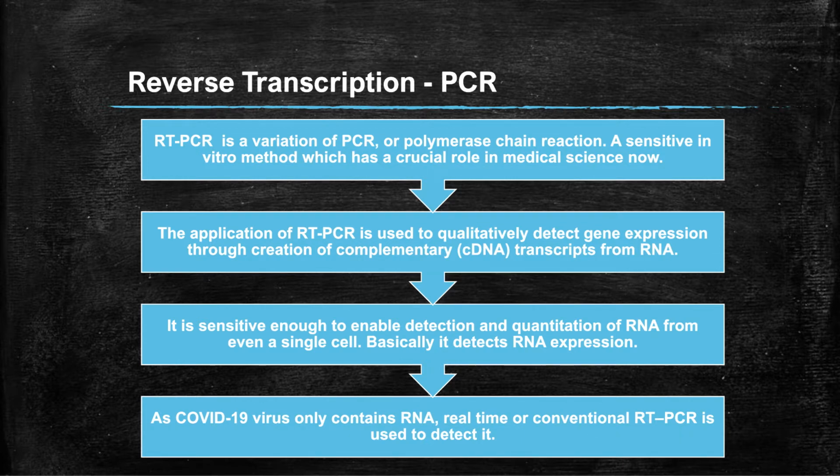RT-PCR is used to qualitatively detect gene expression through creation of cDNA, known as complementary DNA, transcripts from RNA. It is sensitive enough to enable the detection and the quantification of RNA from even a single cell. So basically, it means that it detects RNA expression. Like the pandemic, the times we live in right now, this device is really important as the COVID-19 virus only contains RNA. Real-time or conventional RT-PCR is used to detect it.